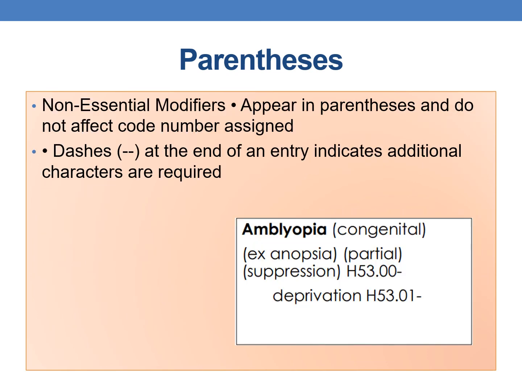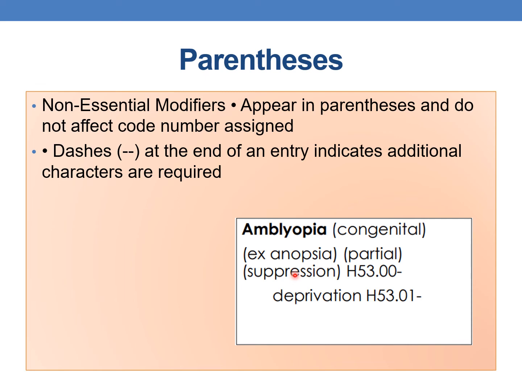The non-essential modifiers appear in parentheses and do not affect the code number assigned. And the dashes at the end of any entry indicate additional characters are required. Here you can see amblyopia is the condition. Here it is given along with non-essential modifiers which are enclosed in parentheses: congenital, anopsia, partial and suppression. These are the subterms or subentries or non-essential modifiers enclosed within the parentheses.